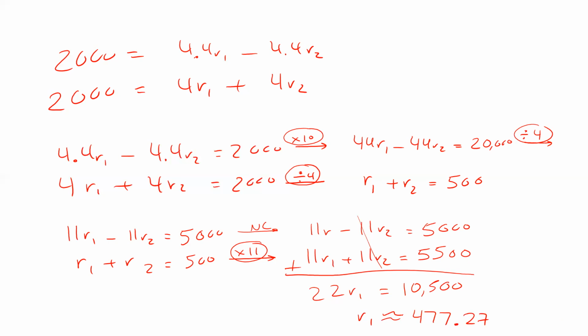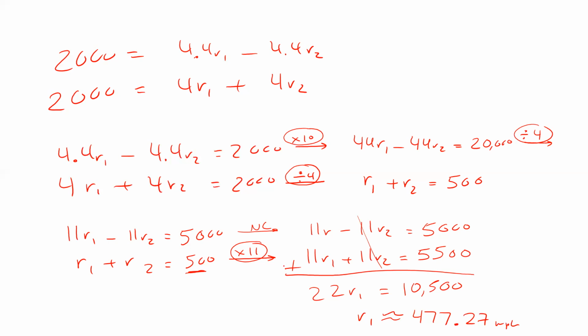Okay, R1, what is R1 by definition? Are we almost done here? We're actually almost done. Speed of airplane. Speed of airplane, okay, so this is miles per hour: 477.27 miles an hour.